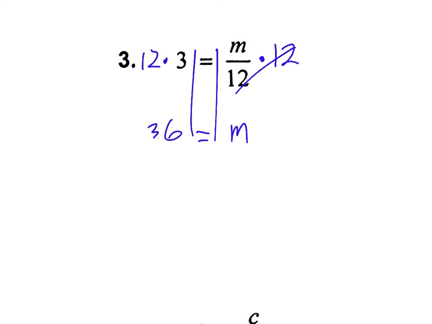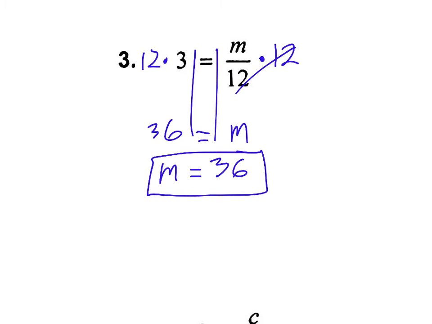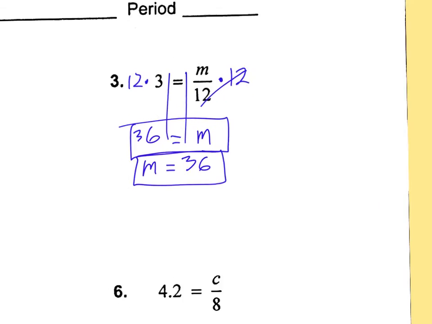Now, I've said this before. 36 equals m is the same as m equals 36. So no matter what way you write it, it's still correct. You can write it whichever way you want, but I just want you to understand, if we flip them, that it doesn't matter. It doesn't change the value.